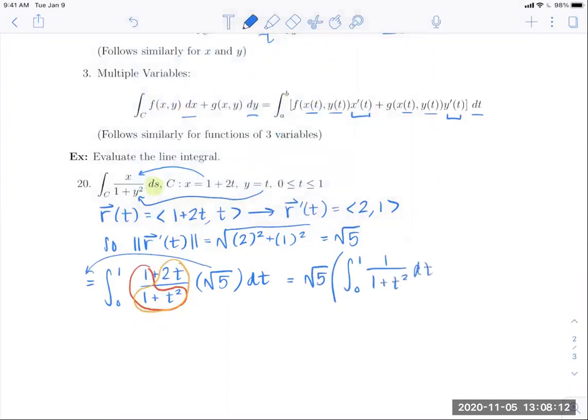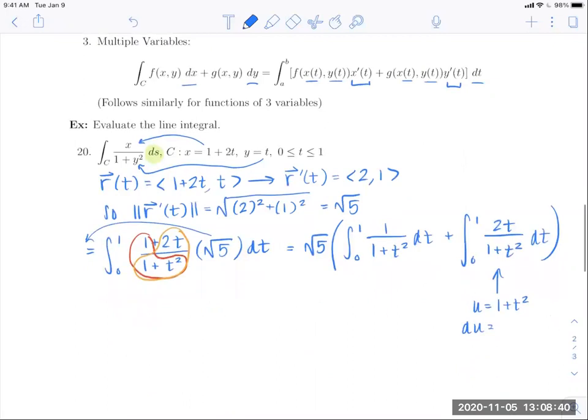So there's my first one. And then my second one is 2t over 1 plus t squared dt. Now I put these giant parentheses here so that I don't forget that that square root of 5 goes to both of those integrals. We had talked about actually this second integral is now going to be solved via u substitution. So I'm going to let u be the denominator. du is just going to be 2t dt.